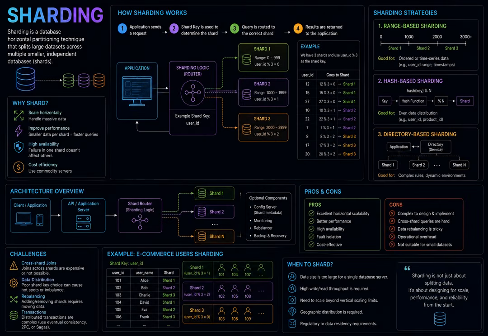Sharding horizontally partitions database tables across multiple independent servers using a shard key, like user ID, allowing database workloads to handle massive scale.